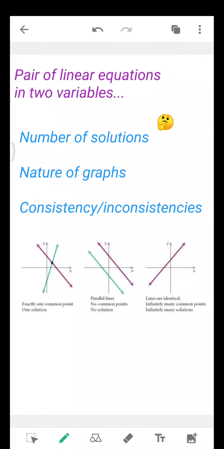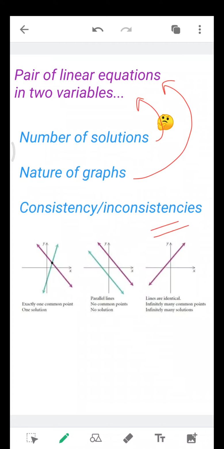In today's session we are going to see a few interesting things about pair of linear equations in two variables, that is, how many solutions does a pair of linear equations have, and when you draw the graph of a pair of linear equations, how will their graphs be, and consistencies, inconsistencies. These three things we are going to see in this session.